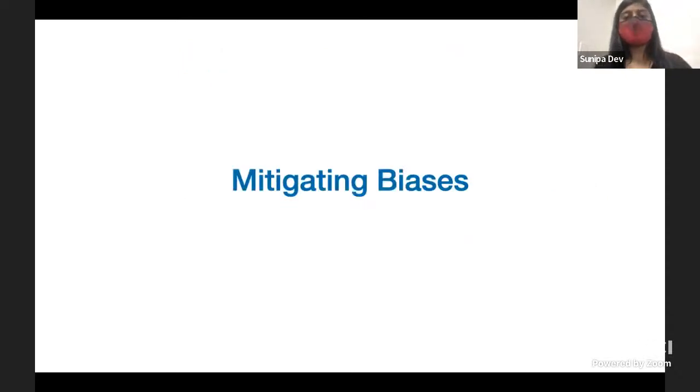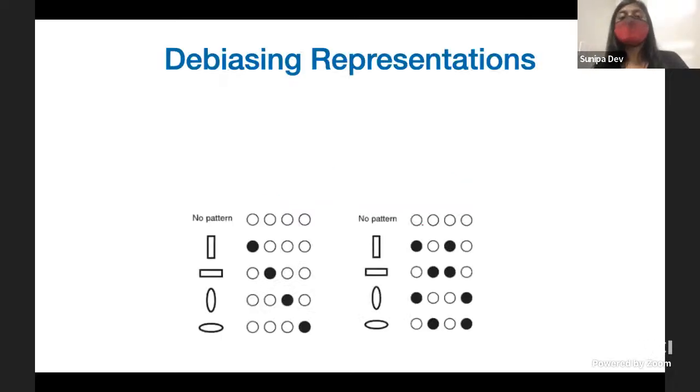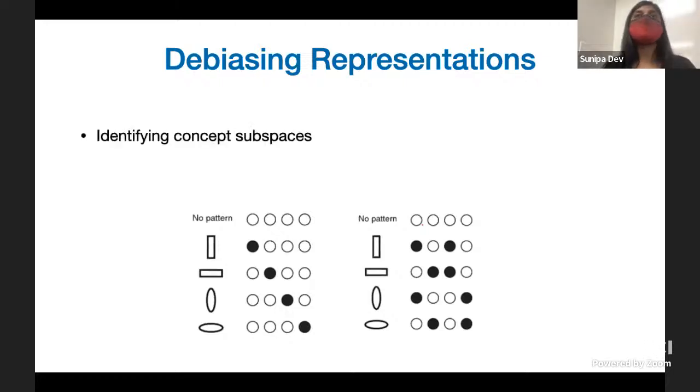So let's think about mitigating biases. Now, as we said, the representation stage is where they're most accessible and most cost effective, but they come with their own drawbacks, which is that they do not have that interpretability. We do not know where exactly the bias is to be able to mitigate it meaningfully. So our first challenge is to identify different concept subspaces. That is one challenge in itself.